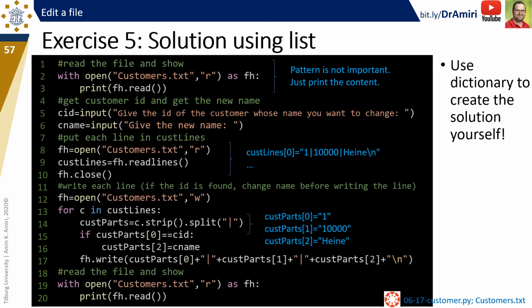What you can do at home is to use a dictionary to do this operation rather than saving everything in cost lines. You can use a dictionary to do that. So I leave it to you to do this.